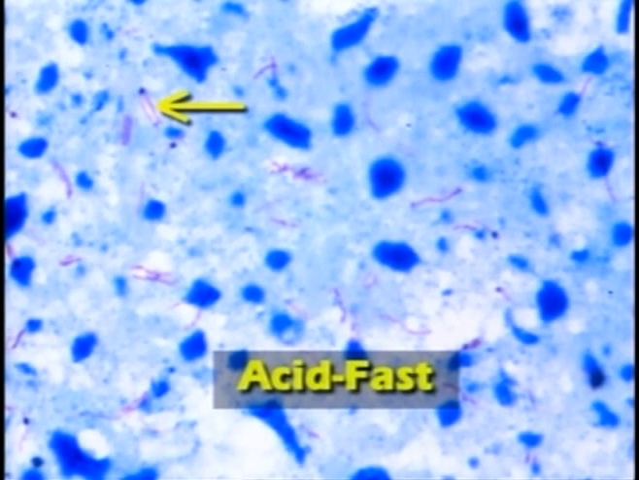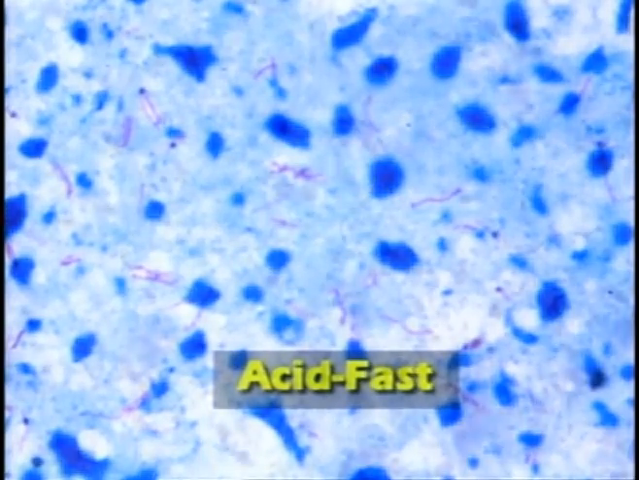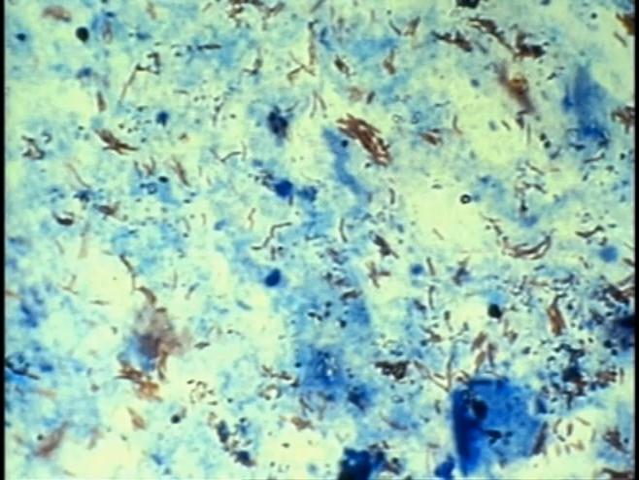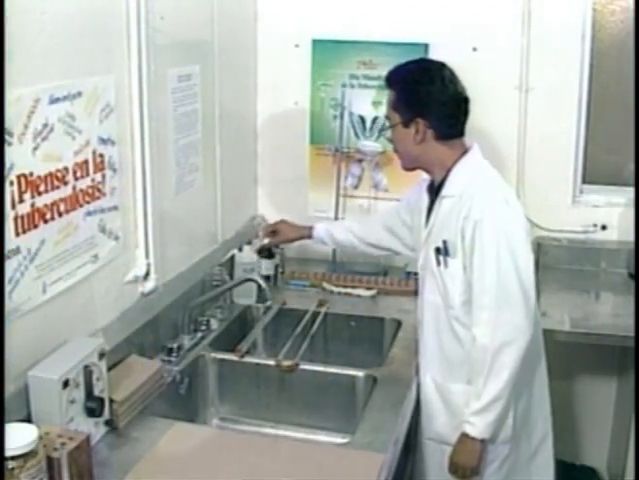Since tubercle bacilli retain the primary stain even after exposure to strong acid solutions, they are called acid-fast. In the Ziehl-Neelsen staining procedure, using carbol-fuchsin and methylene blue, the acid-fast organisms appear red. Prepare the area for staining.